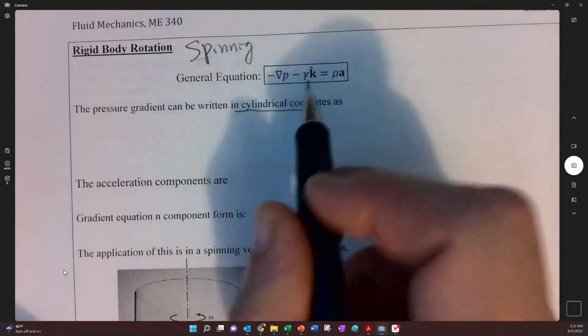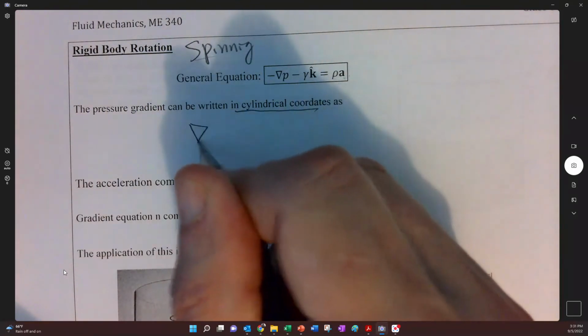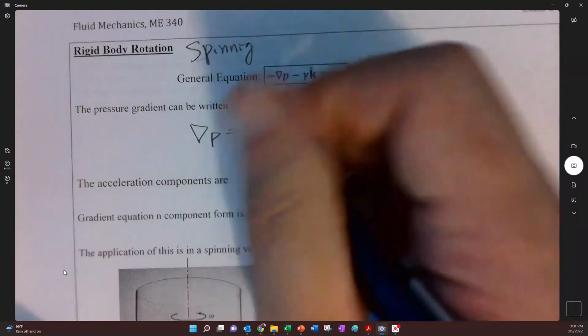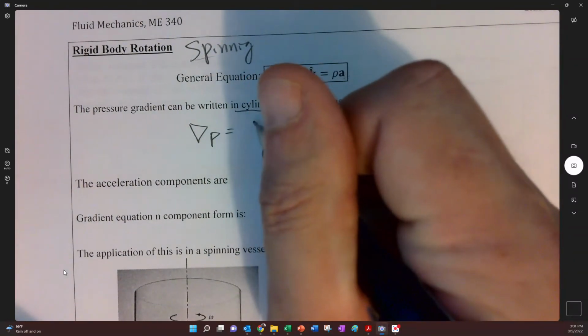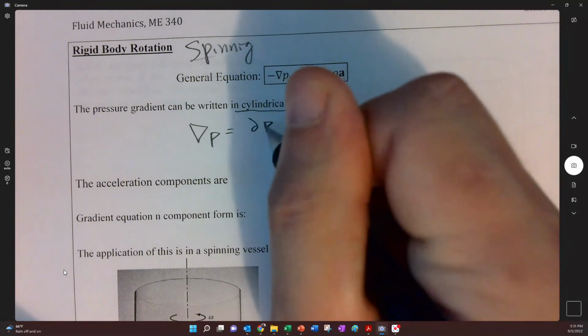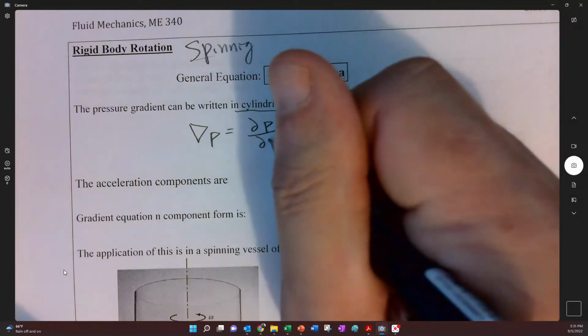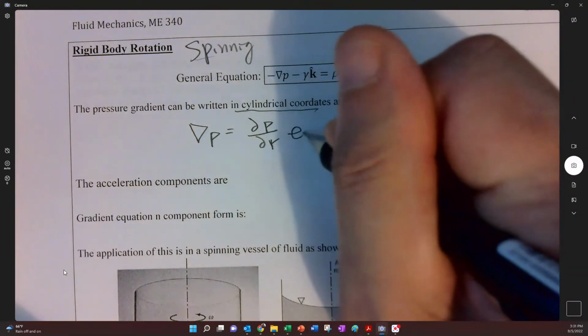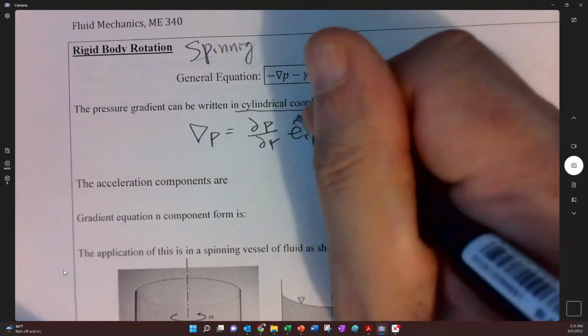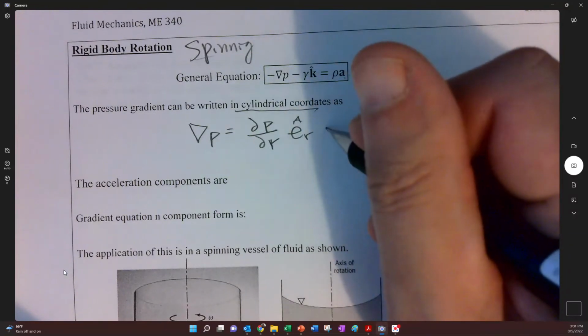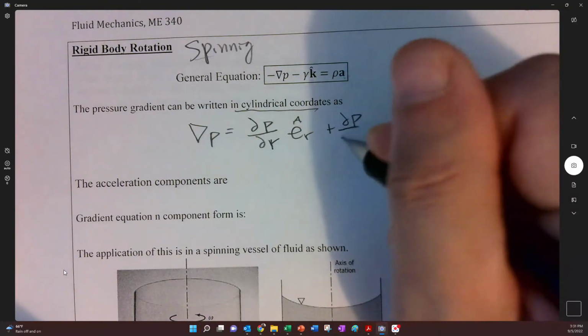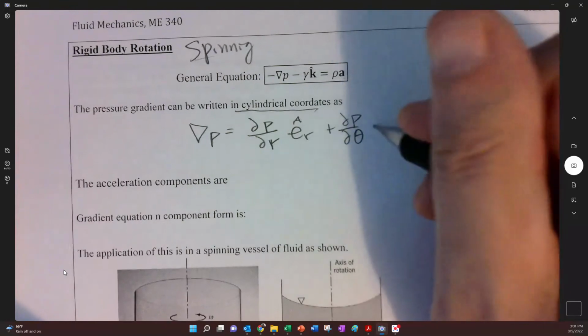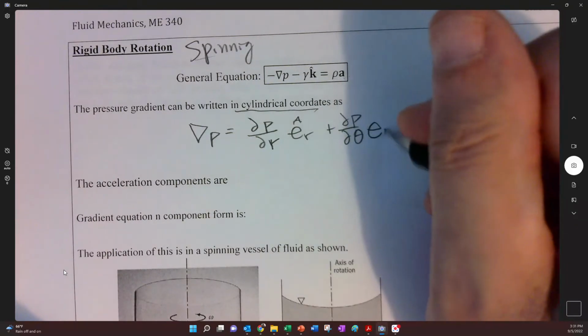So I'll write out the pressure distribution, which can be described as having del P, del r. We'll have a radial component in cylindrical coordinates, with a hat as our unit vector. And now we'll have a d theta, so we'll have an angular one in cylindrical coordinates.